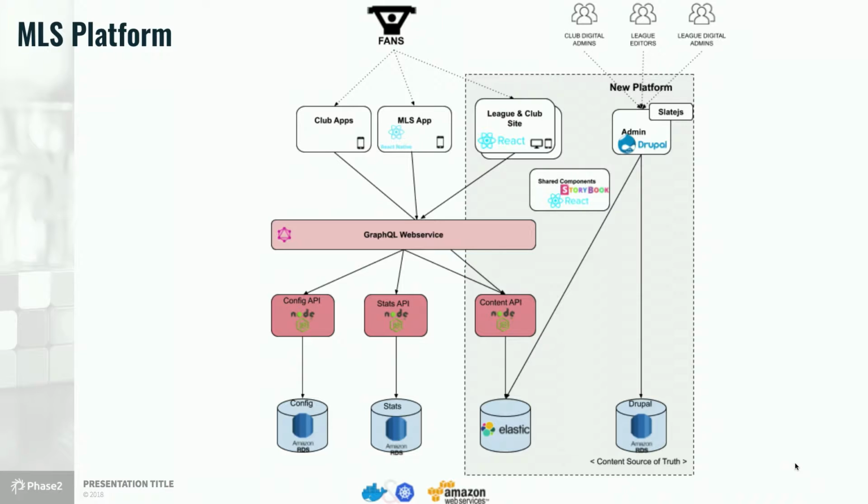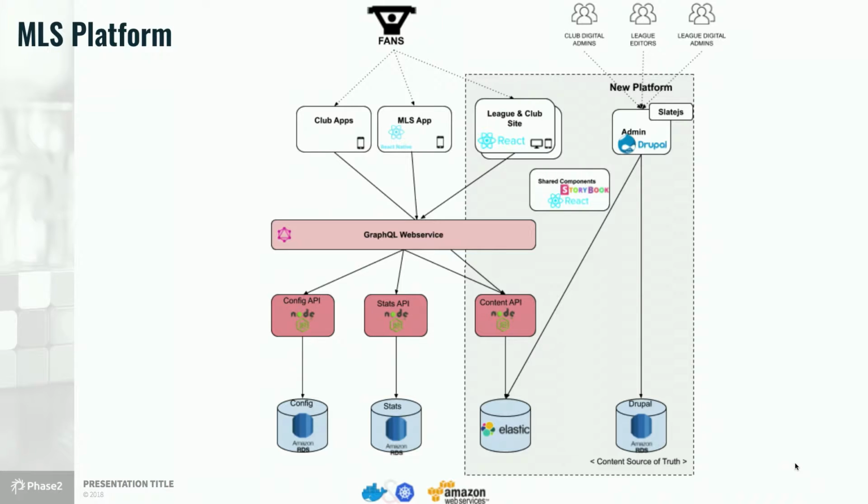So now we'll talk about all the new stuff. What you see in terms of the web applications is that you've got 3 web applications. One is Drupal admin. Two, you've got this shared components project. This is where all of our components are going to go. And three, you will see the layered boxes there, which really represent our multi-tenant league and club sites.